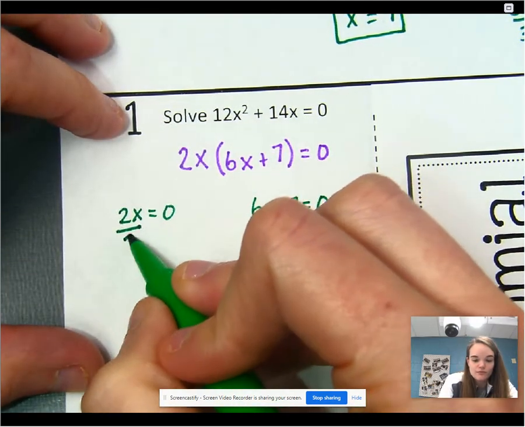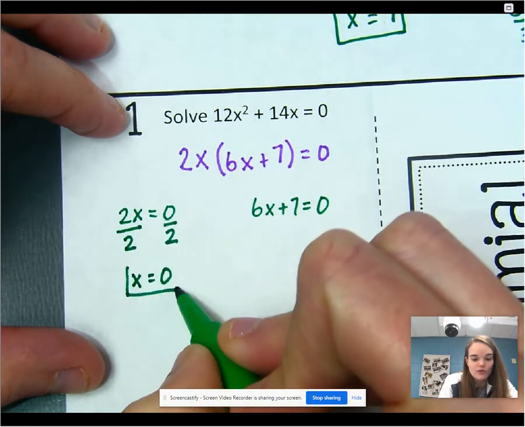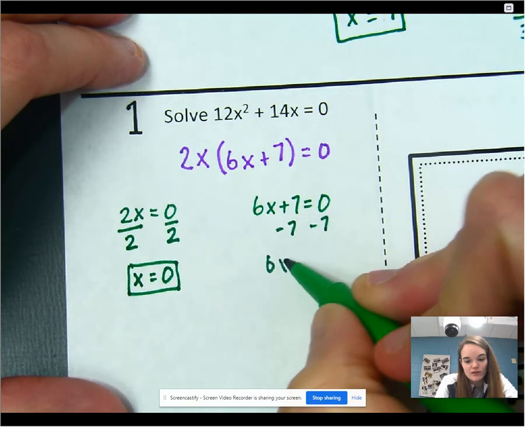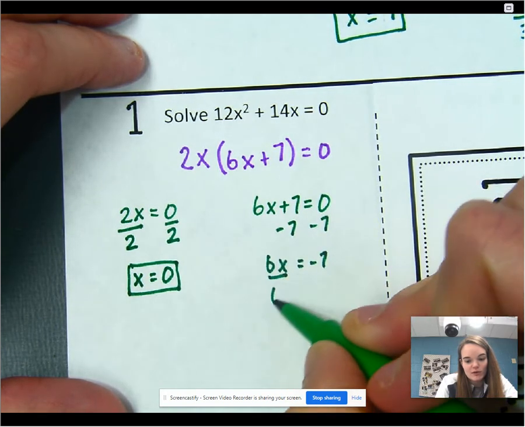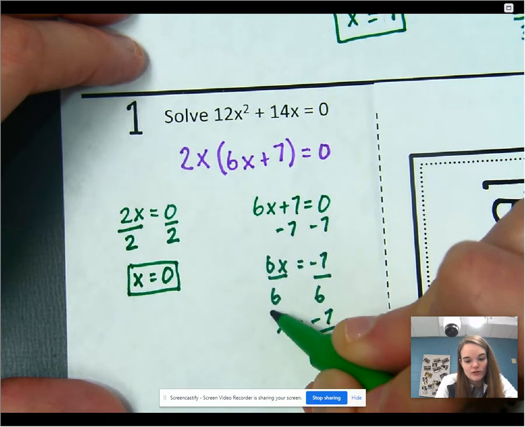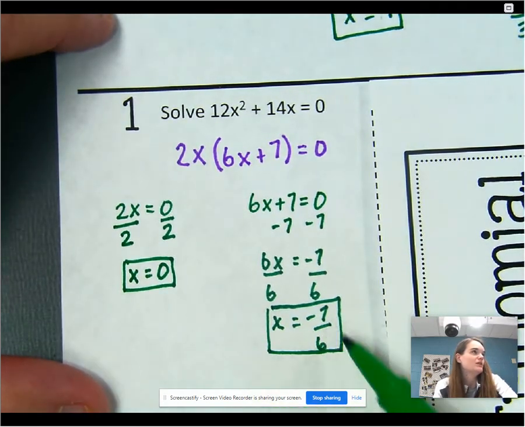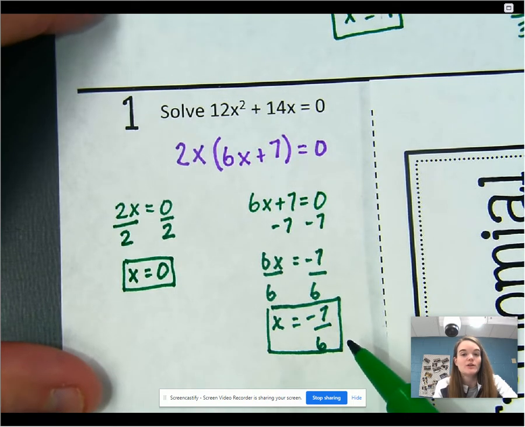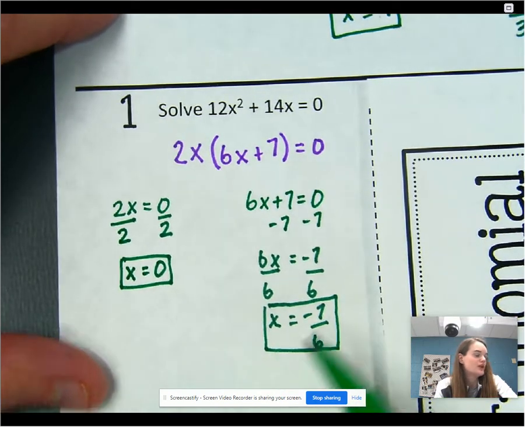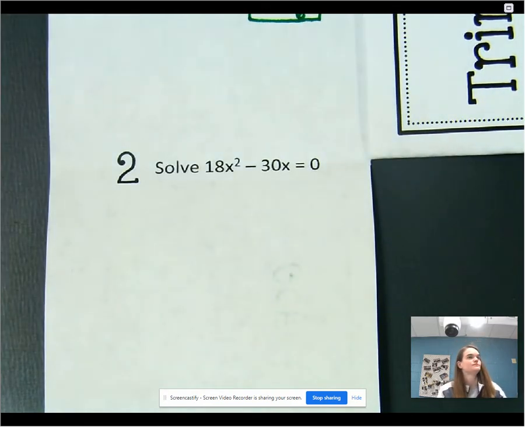Divide by 2. So x equals 0. That's one solution. Subtract 7. 6x equals negative 7. Divide by 6. x equals negative 7 over 6. Now, if you factored it correctly, you should not have anything that needs to simplify. Okay. Now, if you wanted to make sure you have the right answer, you could take this and plug it back in and see if you actually got 0 or not. But there's your answers. Pause the video and try number 2 on your own. That's what we just did.